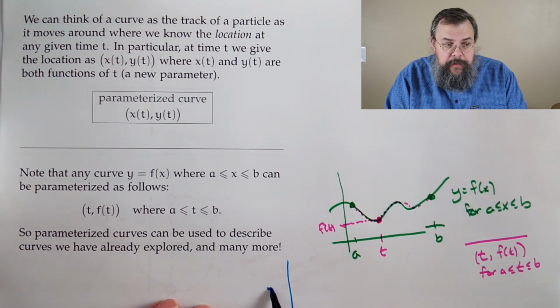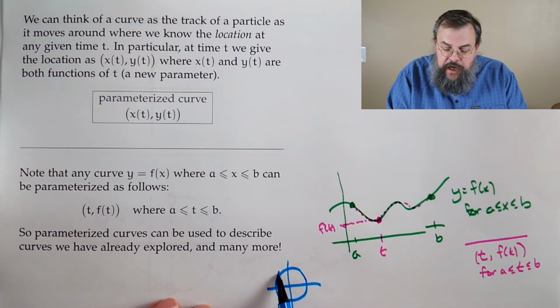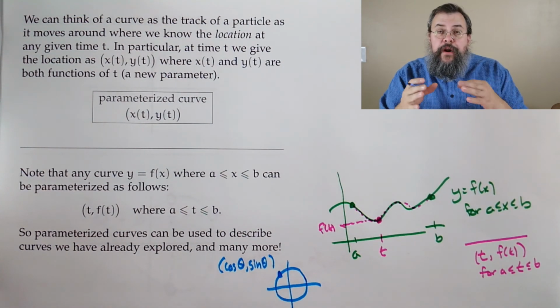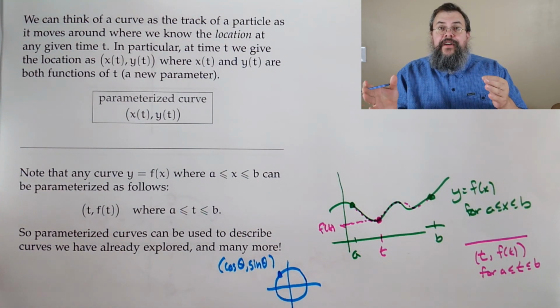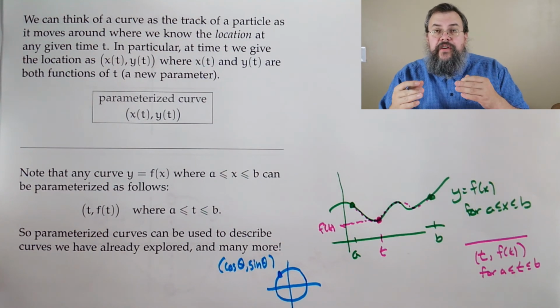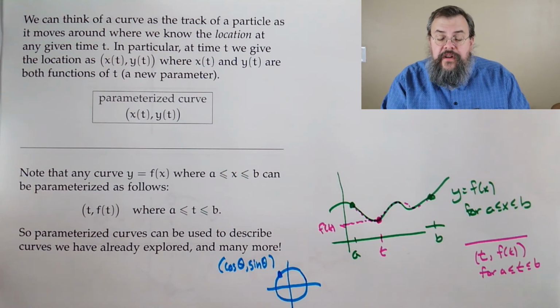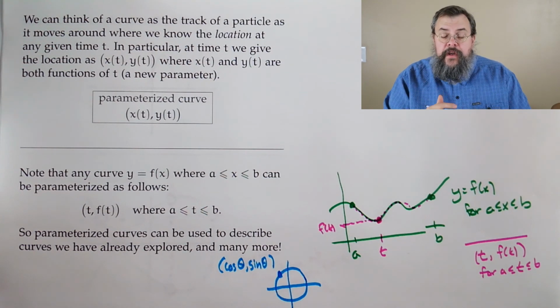If you remember how the unit circle works, it says, hey, if I have the unit circle, I can describe a point on the unit circle by cosine theta, sine of theta. So now our parameter is an angle, and we get out a point on the unit circle. As theta varies, we move along the circle, and there we go.